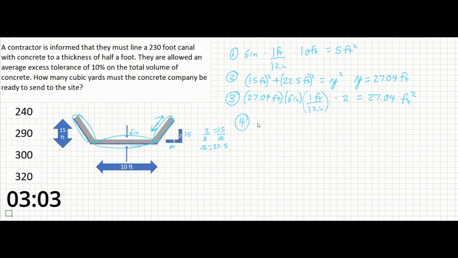Now step 4, we can get the total volume of concrete required. So we can sum up the 5 square feet with the 27.04 square feet, and then multiply by the length of the canal, which is 230 feet, and also multiply by the 10% we are allowed to ship to the site. Doing this math, we will get 8,106 cubic feet.